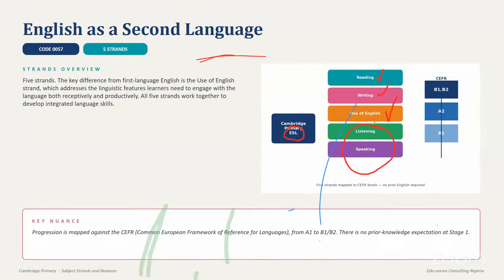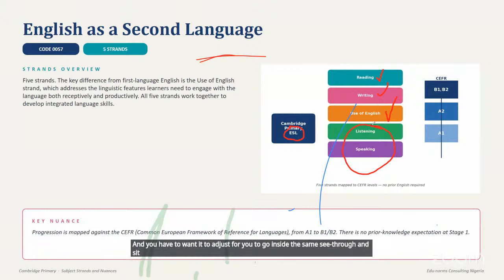Why? Because some of the English we speak is terribly grammatically incorrect. For instance, let's say you are in the subway in the UK, and you enter the train, and there's a lady sitting down, and you have to ask her to adjust for you to go inside the same seat row and sit down there. And the lady is scantily dressed, just painting a picture.